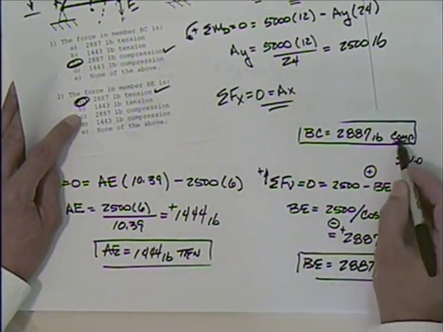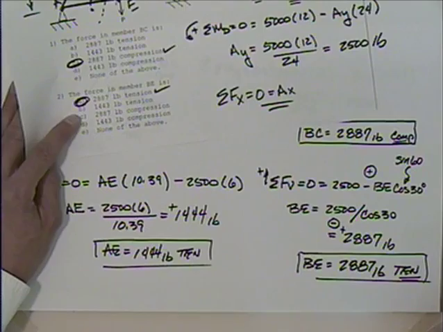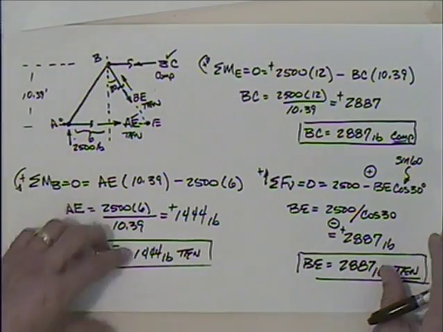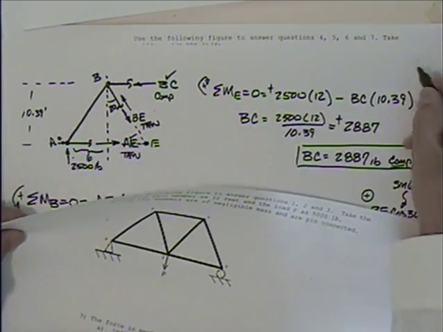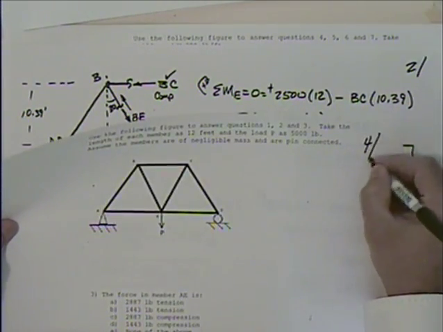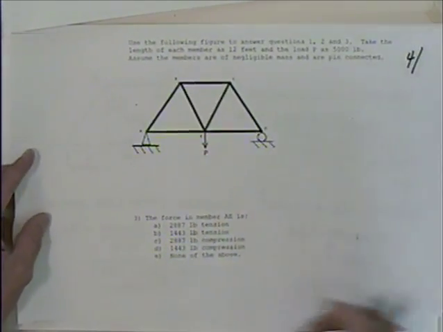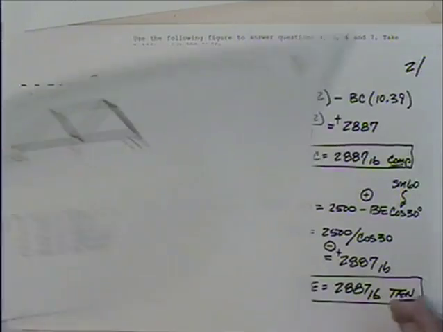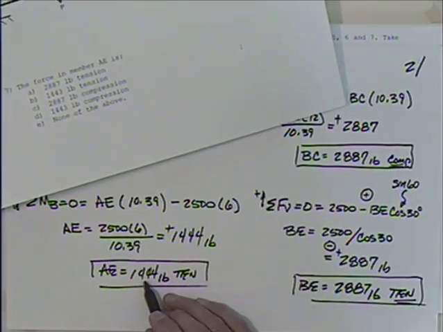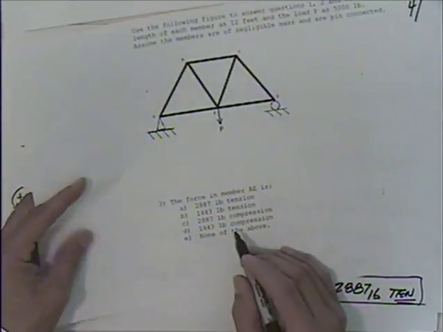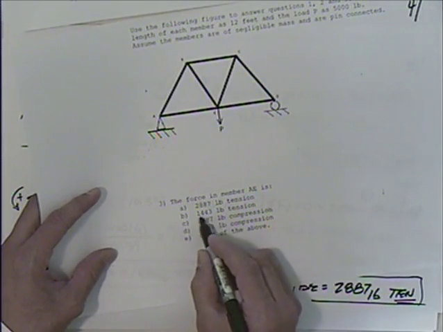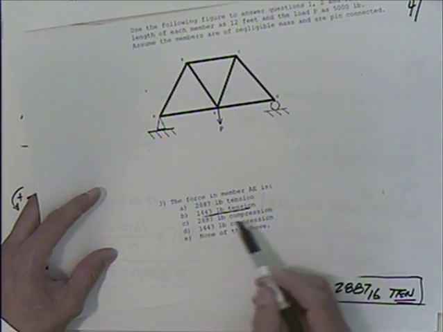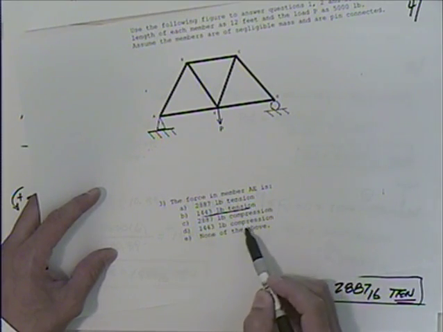And sometimes knowing whether it's in compression or tension is more important than the magnitude. And let's finish this up. I'm actually going to put this as page number 4. On, we wanted AE. What is AE? 1444 in tension. And this is good. We've got 1443 in tension. Anything else that's better? No, 1443 compression, that's no good.